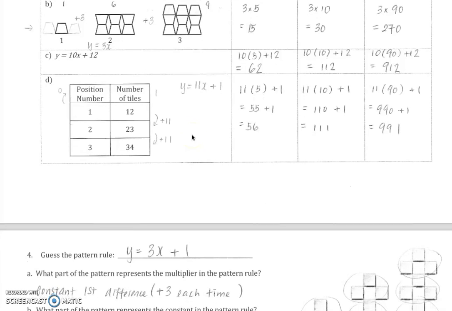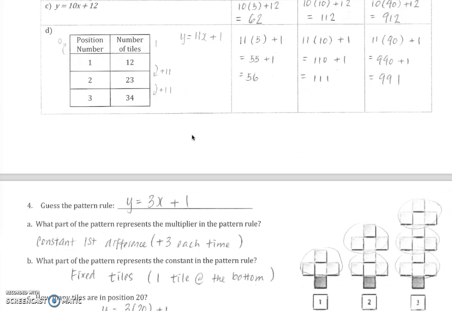D. This time, the position number and number of tiles are shown in a table of values. We need to figure out how much the number of tiles is increasing by from one position number to the next. So 12 to 23 is add 11. From 23 to 34, we add 11. So the basic rule here is y equals 11 times x.